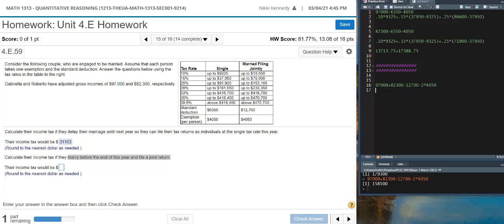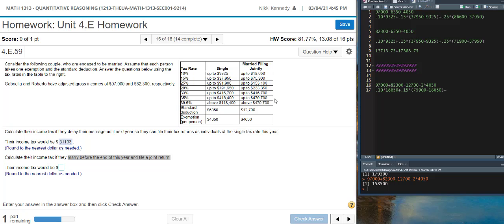So again, we will continue this process. I'll take 10% times 18,650. I'll add that to 15% of the entire margin. So 18,650 to 75,900. So that's why we take the difference of these. We don't want to tax on $18,000 over and over. So we have to take the difference between these. So I'm taking 75,900 minus 18,650.